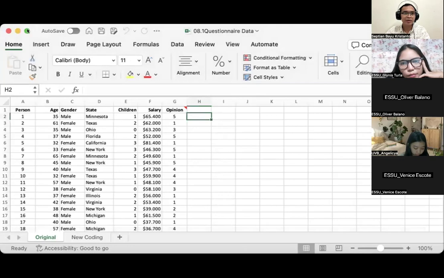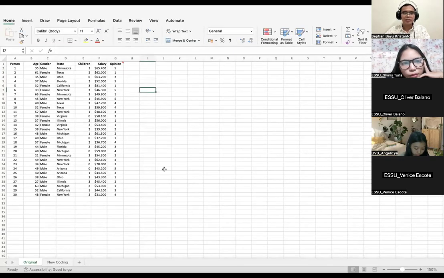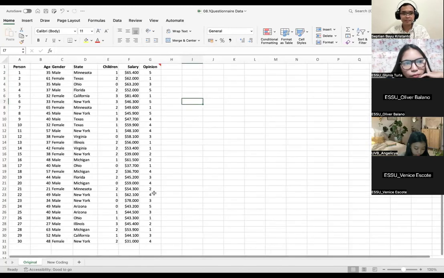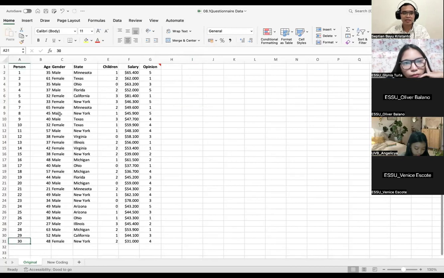Okay, this is data number 1. It's about the questionnaire values. We have the information about persons number 1 to number 30. We have the age of the persons, the genders, the state, the children, and the salary. Let's make some examples.